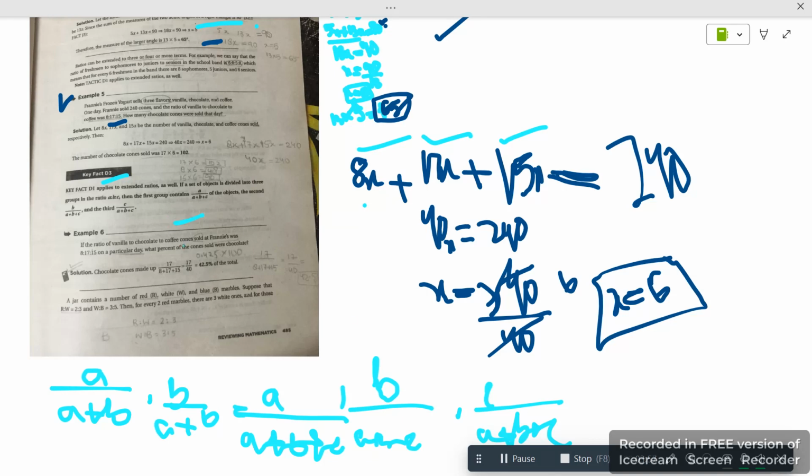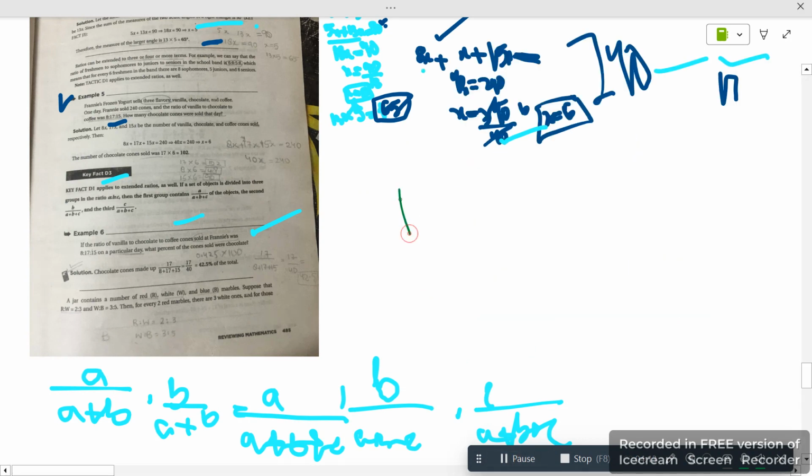Now if you move towards the question, if the ratio of the vanilla to chocolate to coffee which sold at Frankie's was 8:17:15 on a particular day. So now they're asking what would be the percentage that she sold, related to chocolate, they're asking. Okay, so let me erase again. So we know the chocolate was about 17 ratio. So that means vanilla was 8, chocolate was 17, coffee was 15. So 17, then these 3 would be added, 8 plus 17 plus 15.